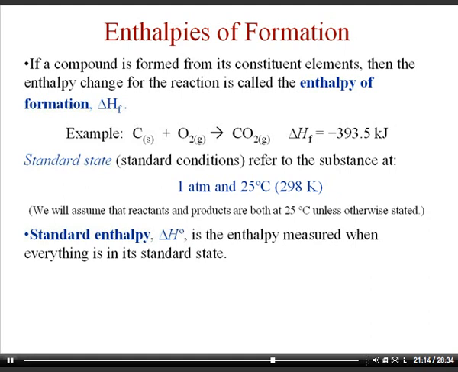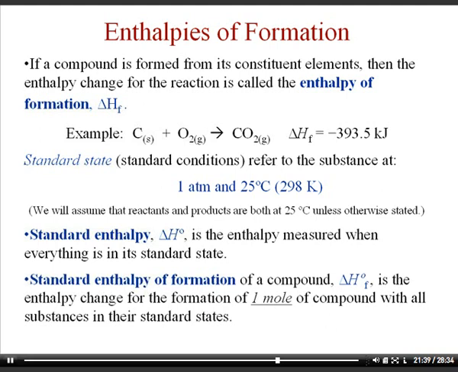Now the standard enthalpy is called delta H with a little 0 up in the corner. It looks like a degree sign. It's actually pronounced naught, N-A-U-G-H-T, so it's delta H naught. Some kids think it's N-O-T, but it's actually naught, like 0 and nothing. So anyway, it's delta H naught. That's the enthalpy measured when everything's in its standard state. So if you see the little 0 in the corner, the little degree sign, that means it's at 1 atmosphere and at 25 degrees Celsius.